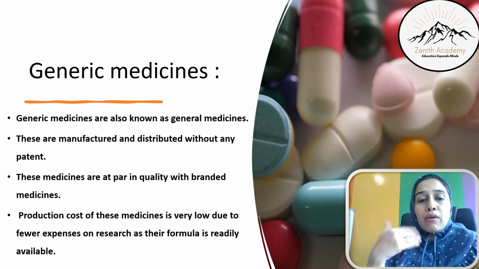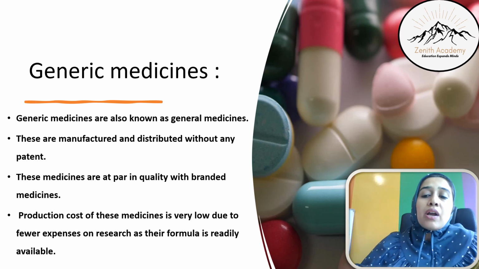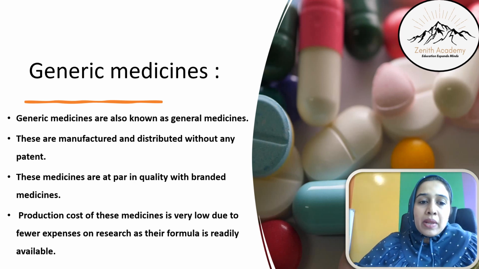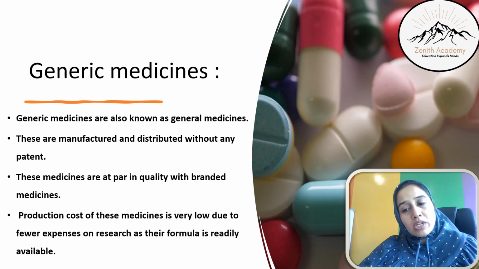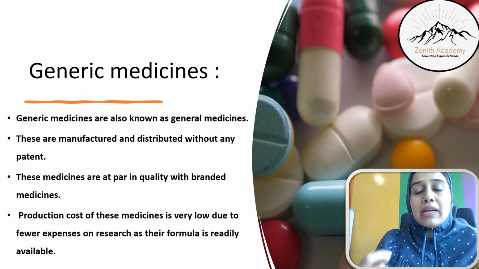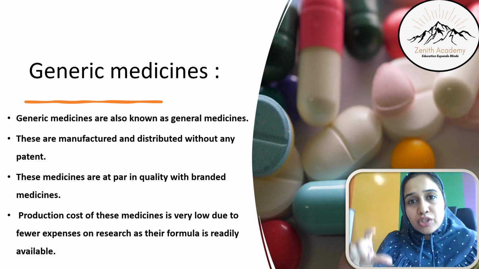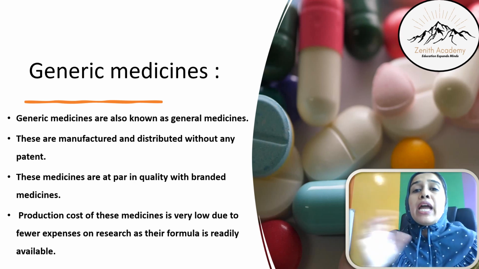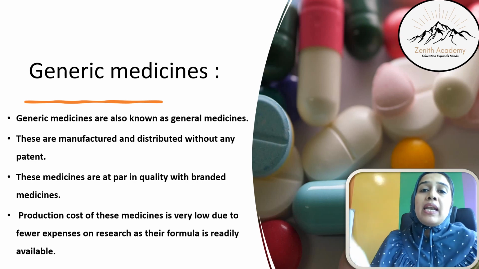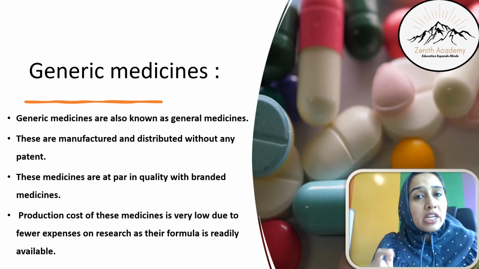But now generic medicine is a new term. What is it? Generic medicines are also known as general medicines. These are basic medicines and these are manufactured and distributed without any patent. What is a patent? Whenever any company manufactures a new medicine, they patent their name and the composition of their medicine with the government, and nobody else can copy that name and composition and make the same medicine. So that is called a patent.